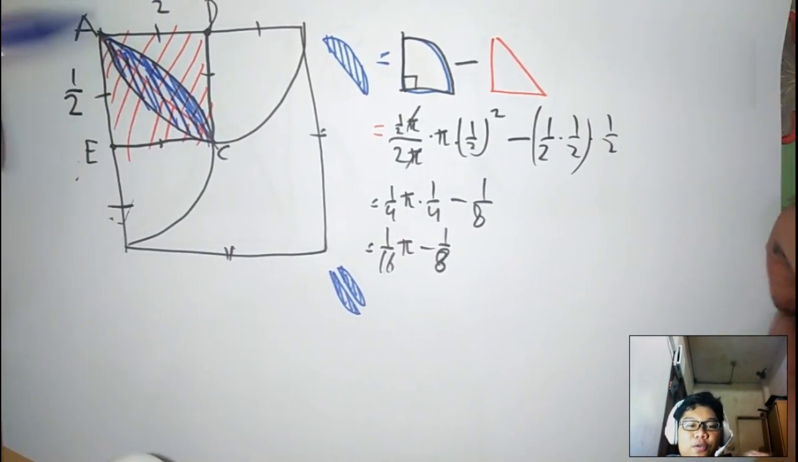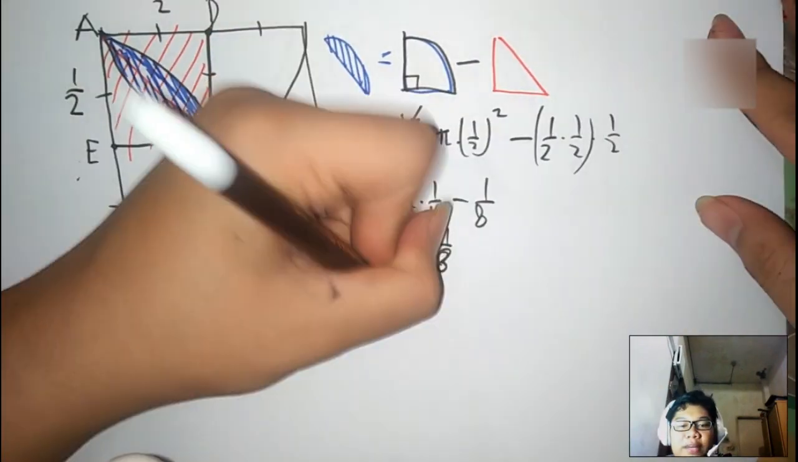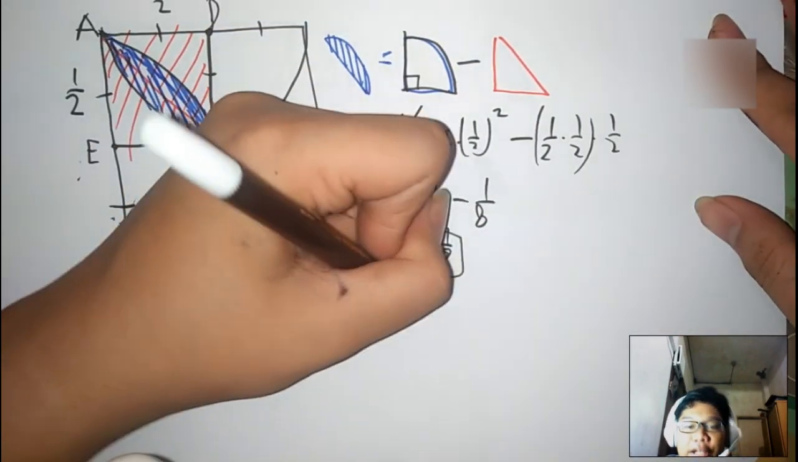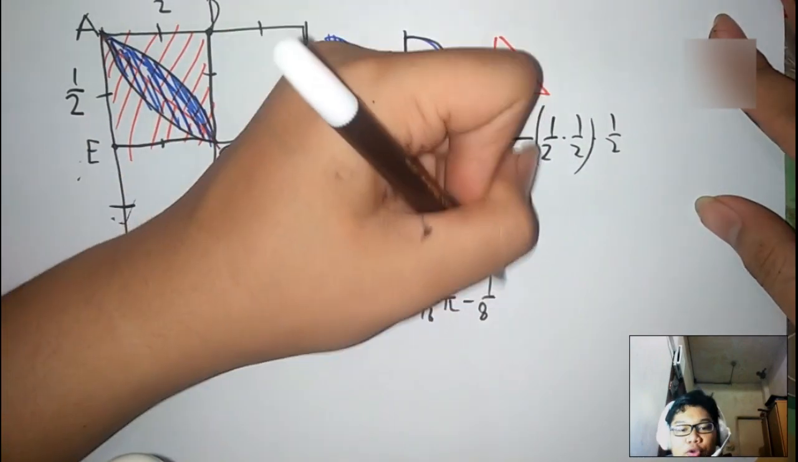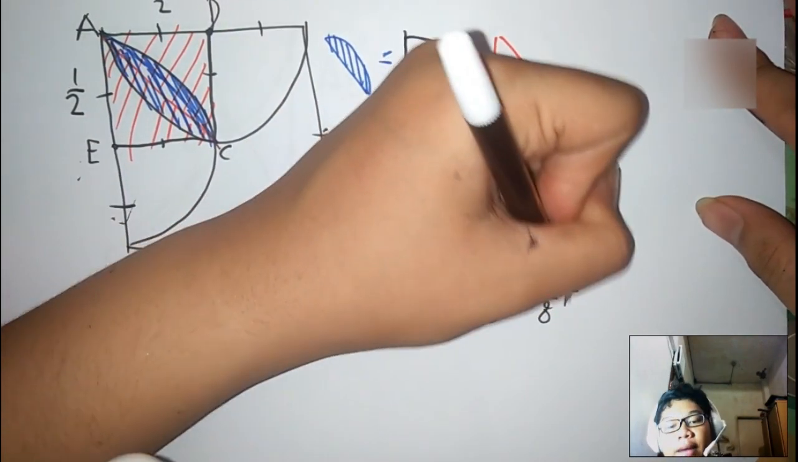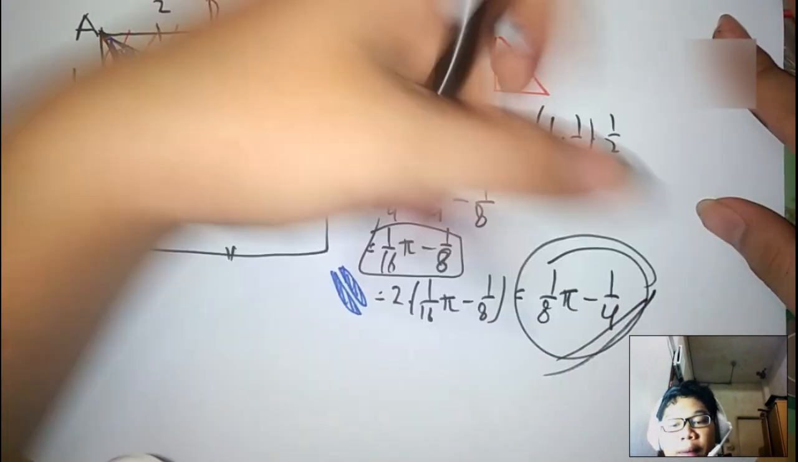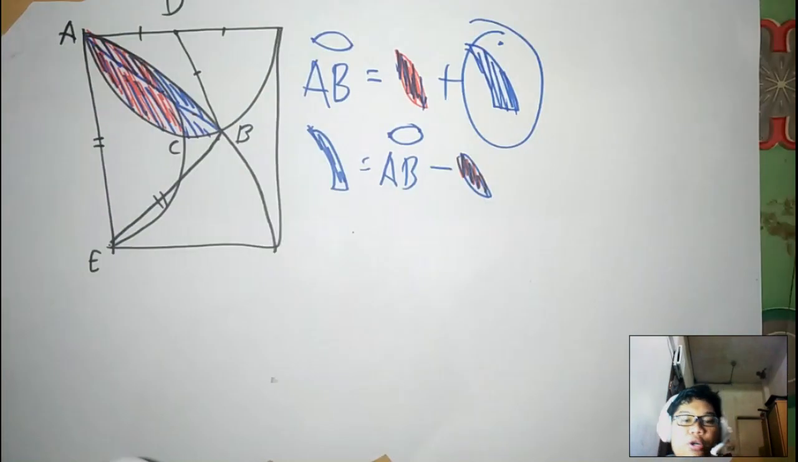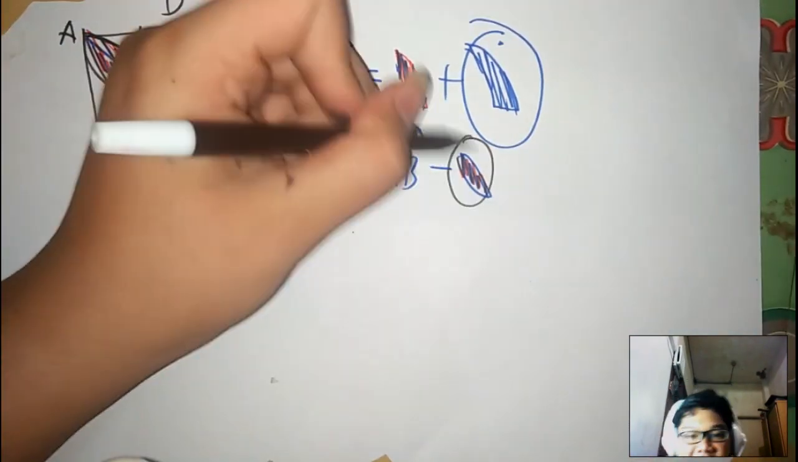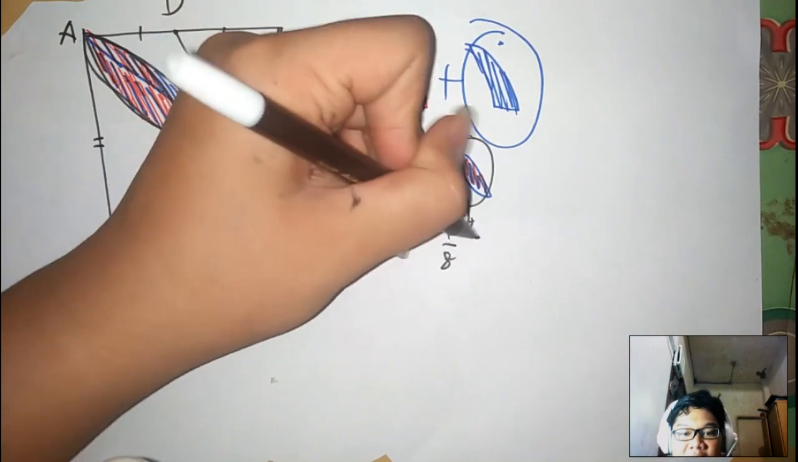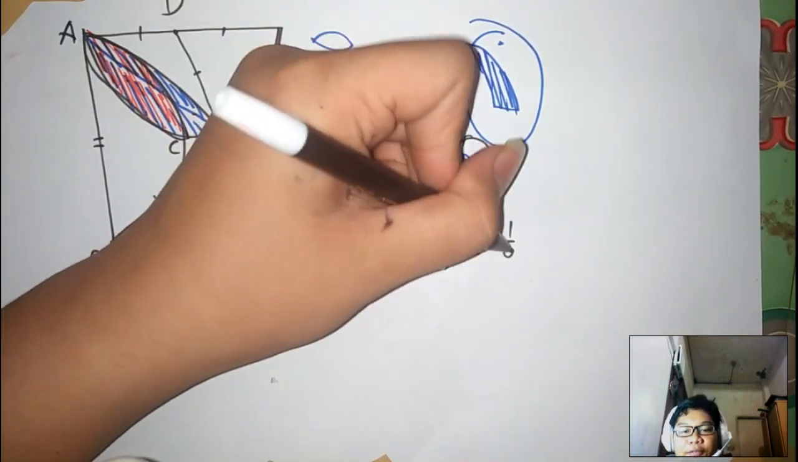And if we want to find both of the arcs, we just multiply it by 2 because the upper arc and the lower arc are the same. So 2 times 1/16 pi minus 1/8 is equal to 1/8 pi minus 1/4. So we already found the arc AC, and it's equal to 1/8 pi minus 1/4.